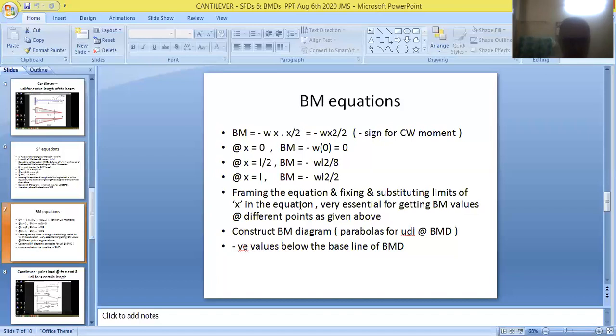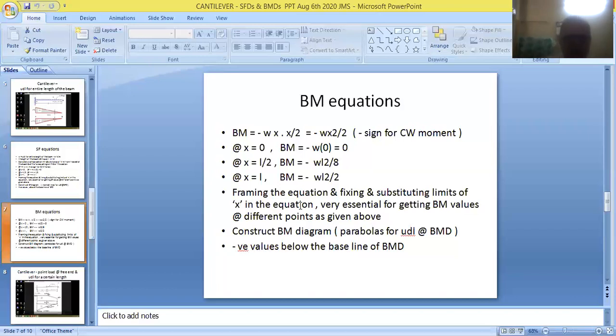So we have framed the equation, we have fixed the limits of x values, we have substituted these limits in this equation, and are getting different values of bending moment. So now taking all these values, very easily we can prepare the BM diagram. So that is called construction of the bending moment diagram.